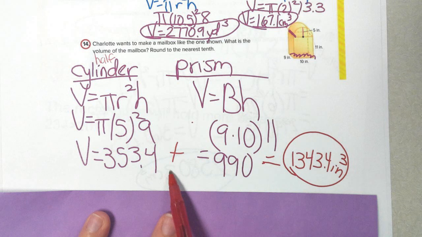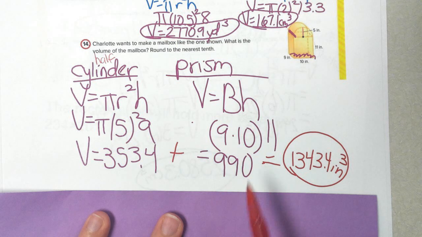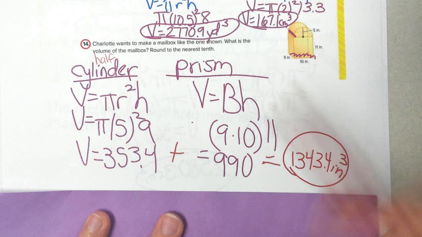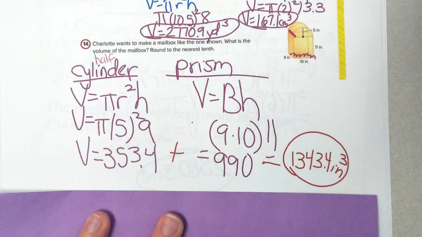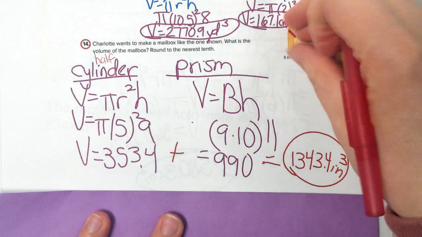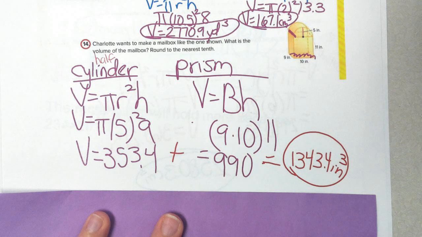If you took the 3 decimals here, fantastic. Okay, so I had 353.4. This one came out to be 990, and you are adding because there is no hole here in the middle that you are trying to take away from it. It's looking for the entire mailbox volume. So you add them up and you get 1,343.4 inches cubed. Okay?